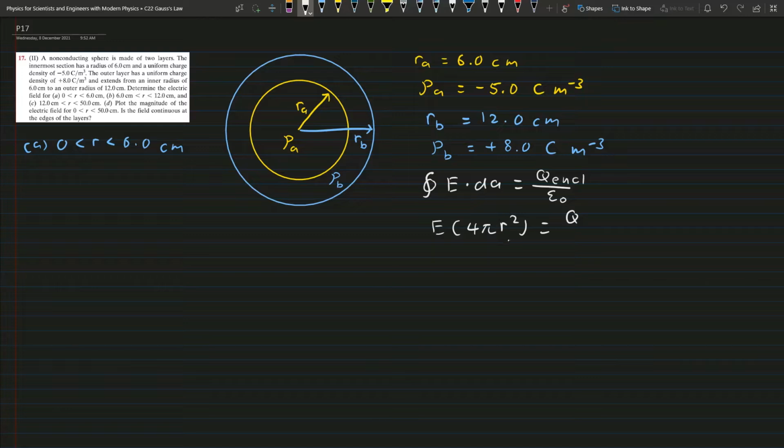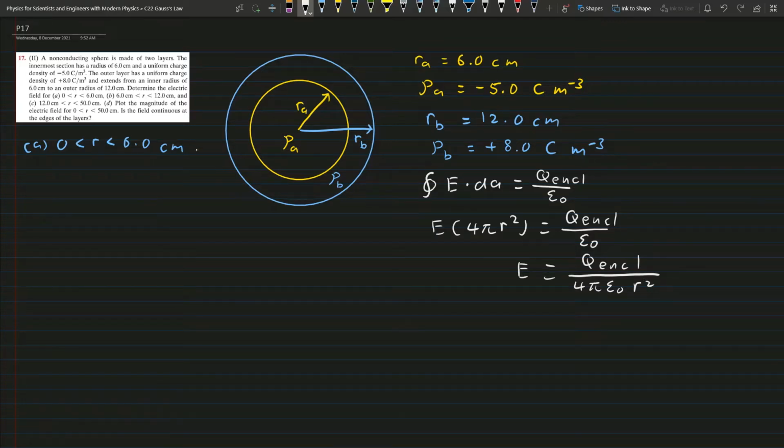So the r is arbitrary. This depends on where we define it. In the A case, we will define this between 0 until 6.0 cm. This is not the same as the RA and the RB. So here we get this, and Q enclosed over 4 pi epsilon naught r squared.